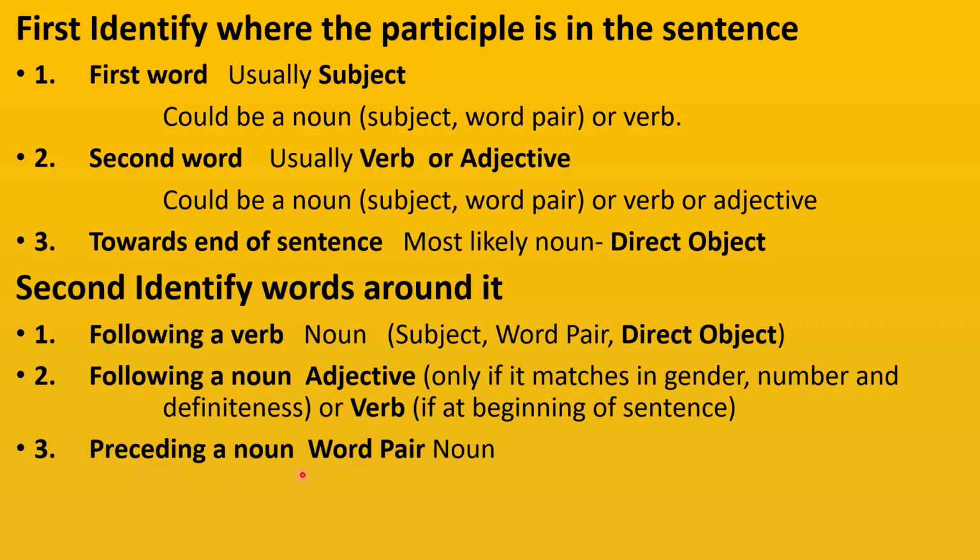If it precedes a noun, it's most likely a word pair. So you have two nouns in a row, just as in any Hebrew sentence, when you see two nouns in a row, you can possibly think of the first noun as the first word of a word pair. So if it precedes a noun, it's most likely a word pair. It doesn't have to be, but most likely it is.